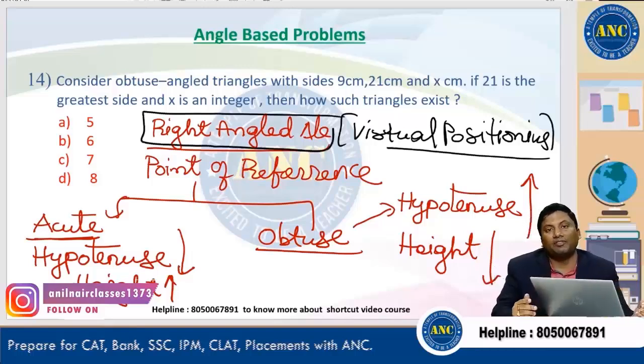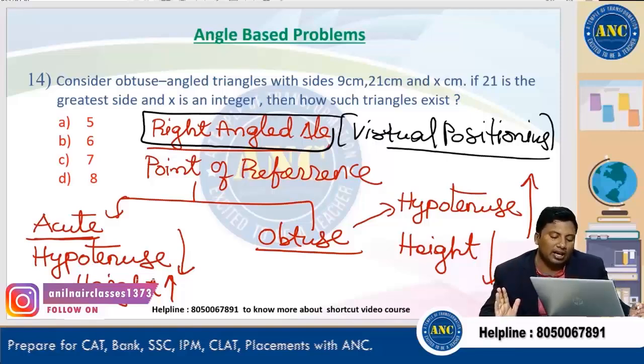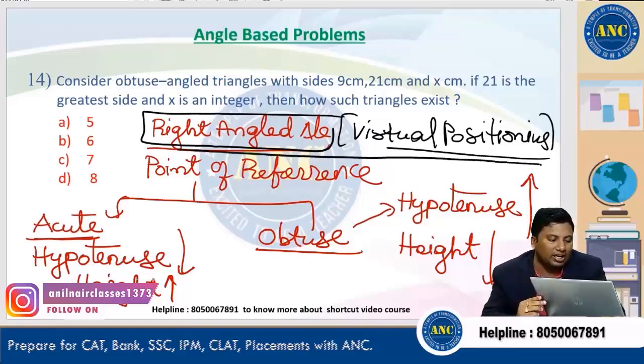Here the point of reference is the right angled triangle. Keep a right angled triangle as a base value and see how an acute angled triangle is behaving with respect to the right angled triangle. In an acute angled triangle, hypotenuse decreases, height increases. In an obtuse angled triangle, hypotenuse increases and height decreases.